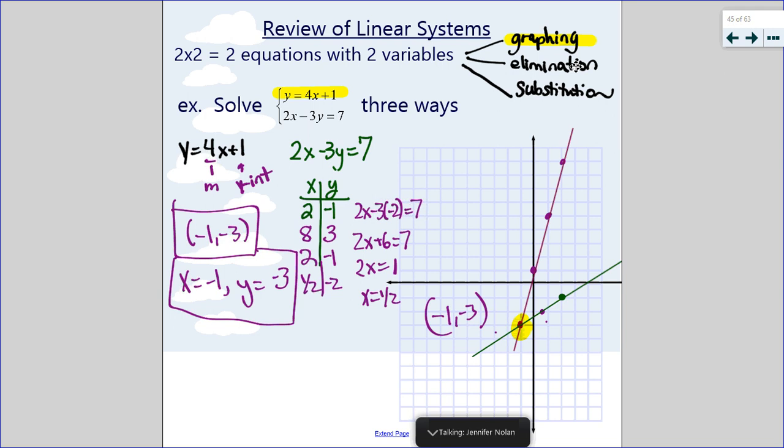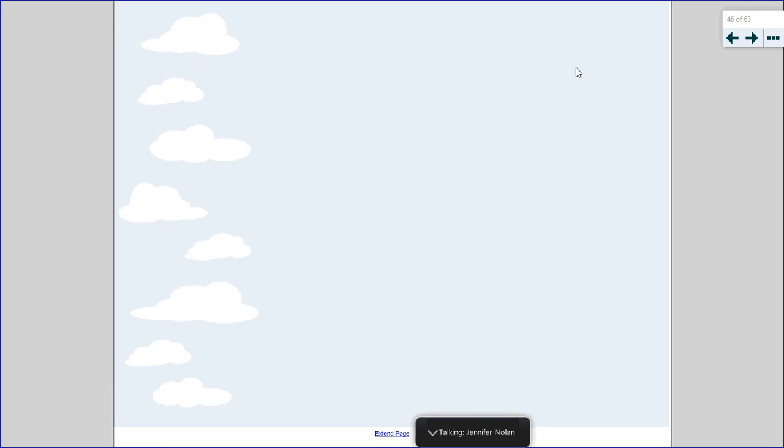So I'm just going to go to a new page. Can you read me the equations again, please? Y equals 4x plus 1. 2x minus 3y plus 1. Okay, so now we're going to go over the elimination method of solving.